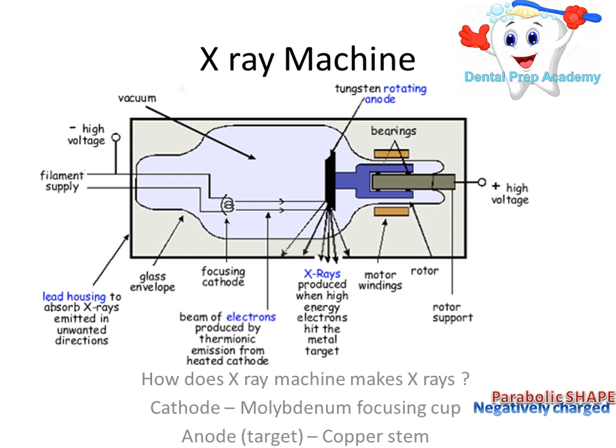When we switch on the electricity, the filament present at the cathode starts heating up and produces electrons. Now, when we shoot the X-ray, the electrons from the cathode flow to and strike the anode, which results in the production of X-rays.